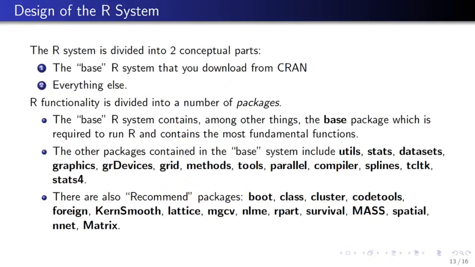So the basic R system is divided into, we can think of, two conceptual parts. There's the base R system that you download from CRAN, which is the Comprehensive R Archive Network, and that's kind of the go-to place for all things R. And then there's kind of everything else. And so the base system contains what's called the base package, which has all the kind of low-level fundamental functions that you need to run the R system. And then there are other packages contained in the base system, which includes, for example, utils, stats, datasets, graphics, and a bunch of other packages that are kind of fundamental packages that more or less everyone might use.